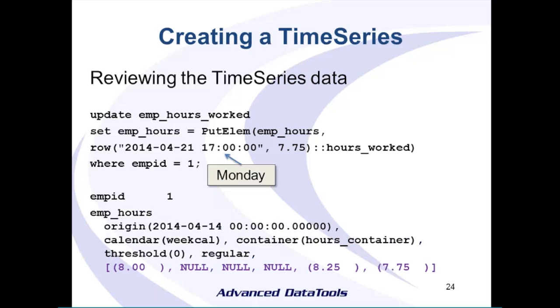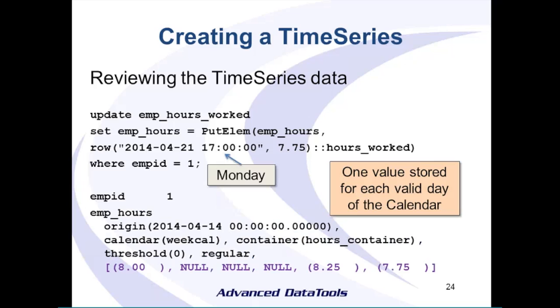So I just did a query in this example on our employee record. And we can see the time series data at the bottom here. So we've got a value of 8, followed by 3 nulls, followed by an 8.25 and a 7.75. Now, you can see that it stored a value for each of the valid days in our calendar.